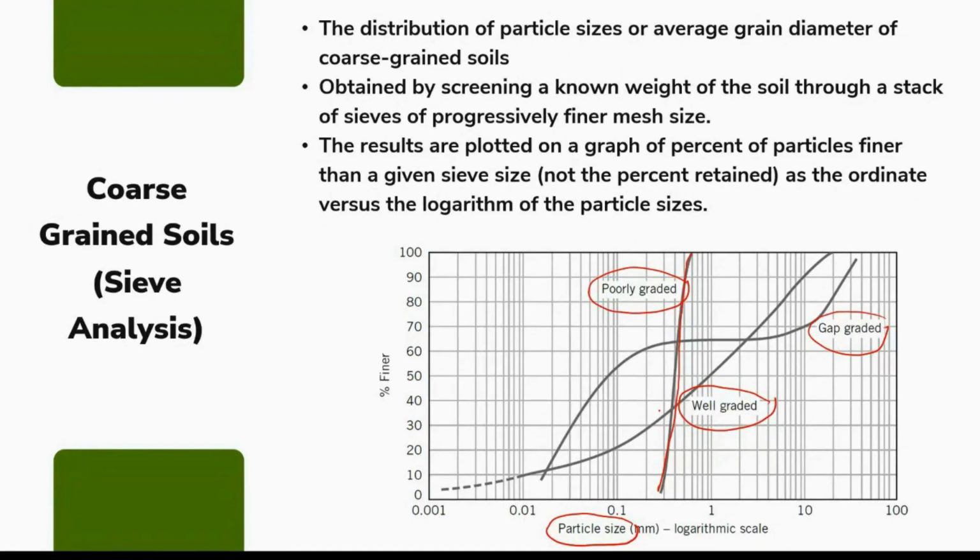Because you go back to the phase relationship. In phase relationship, we have solid, we have water, and also we have air or we have a void. Kan? Kalau misalkan that sample only have this range of size, ataupun satu jenis size sahaja, means that void dia adalah banyak. Ataupun air boleh memenuhi ruang void tu. That's why we consider it's poorly graded.